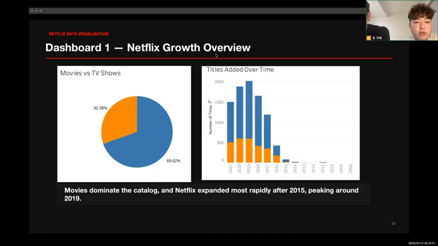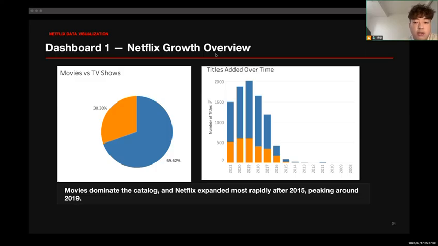The dashboard focuses on how Netflix has grown over time. The first visualization is the pie chart called Movies vs TV Shows. From this chart, we can see that approximately 70% of the Netflix titles are movies, while about 30% are TV shows. This tells us that movies remain Netflix's primary content type.